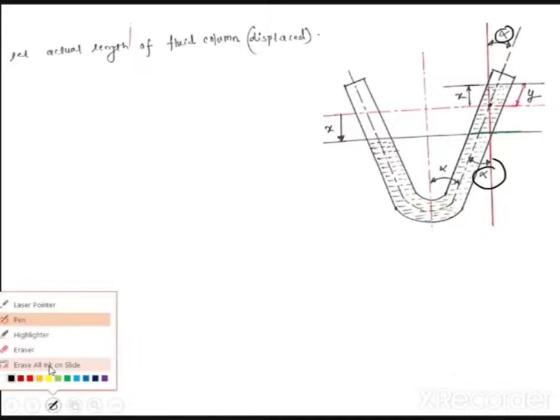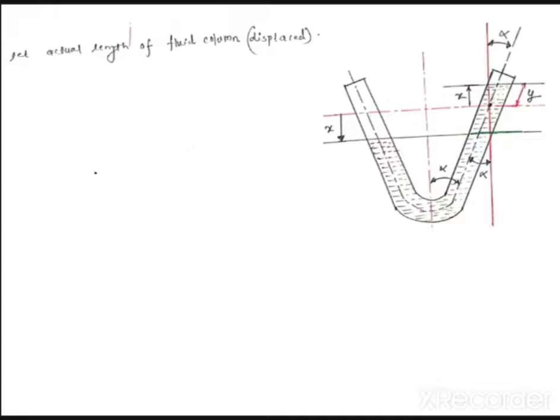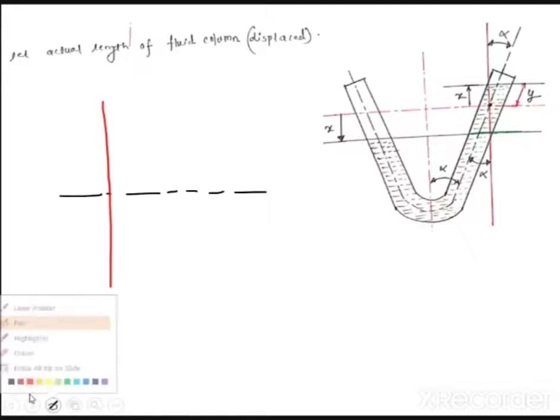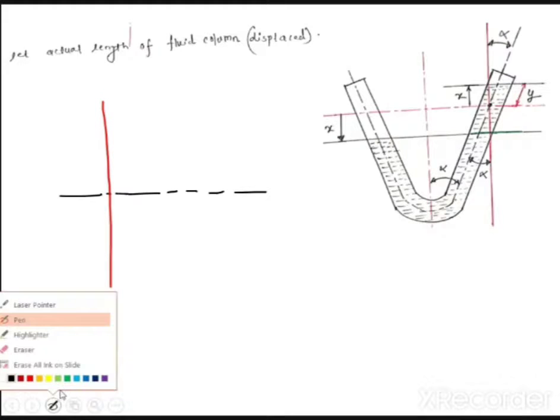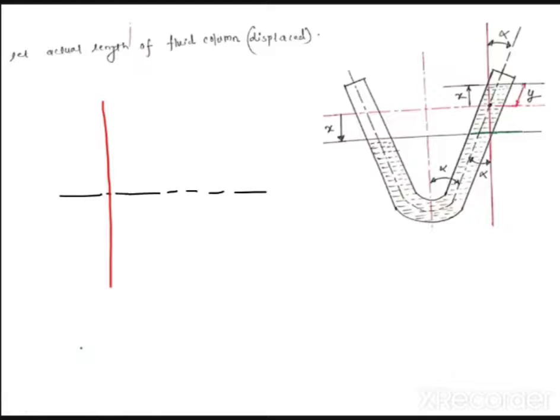Okay. Now I will just draw a simplification diagram. So let us say this is a mean line. Let us say this is a vertical line. Now draw this vertical line. Now this is the mean line, and this is the vertical line. So let us say this is the center line now. Okay. So let me draw the center line.